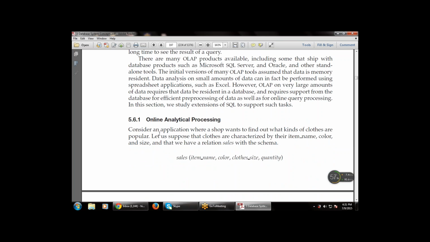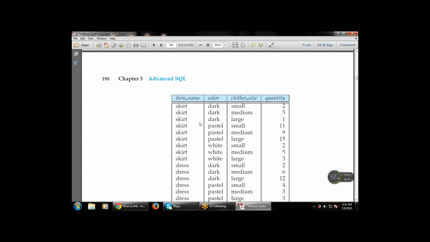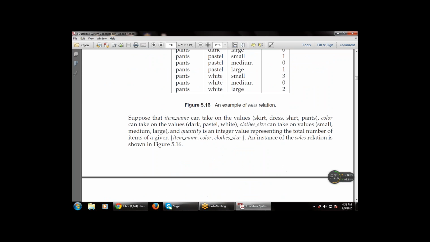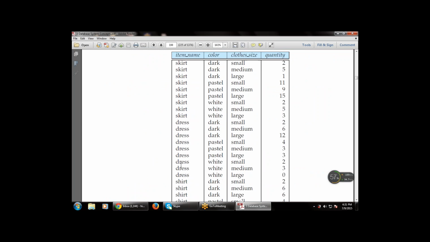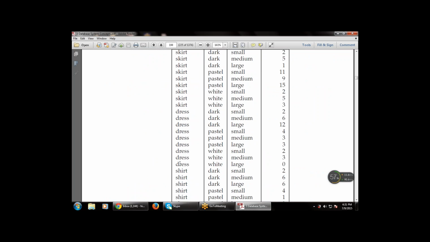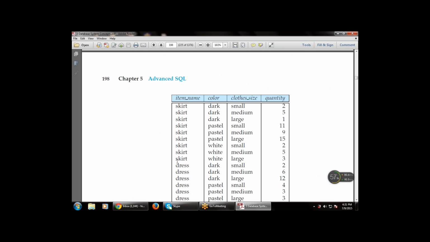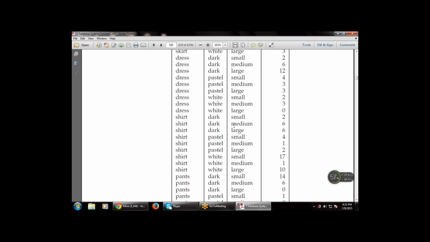So this is an example where the clothes are characterized by their item name, color, and size, and we have a relation sales with the schema: item name, color, cloth size, and quantity. These are the various figures we have taken. The item name is divided into four parts: skirt, dress, shirt, and pant. The color is divided into three parts: dark, pastel, and white. The size is also three: small, medium, and large.